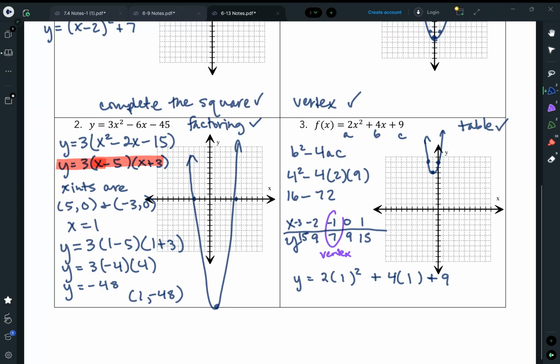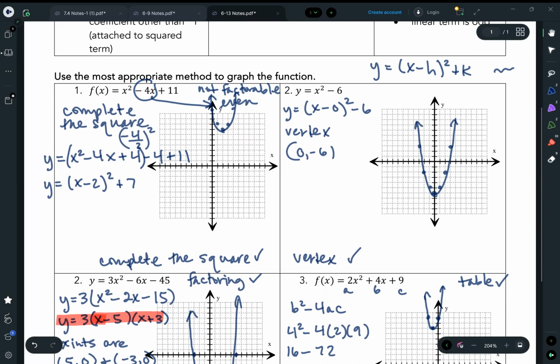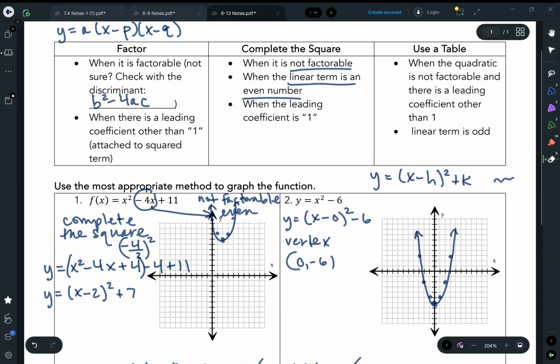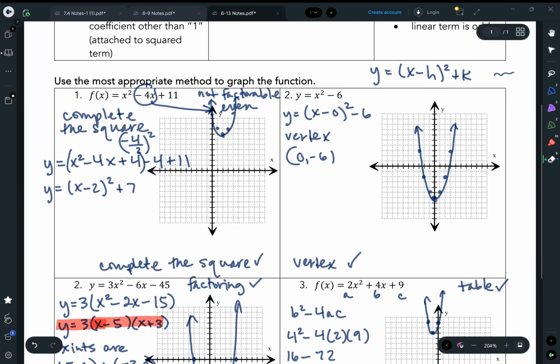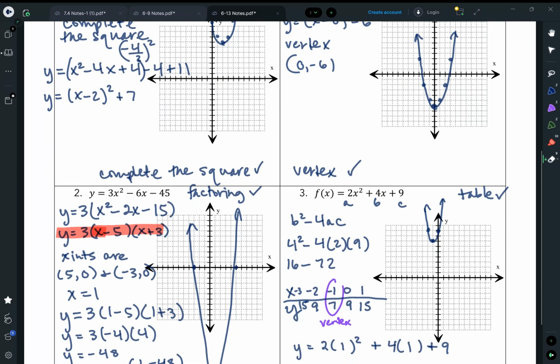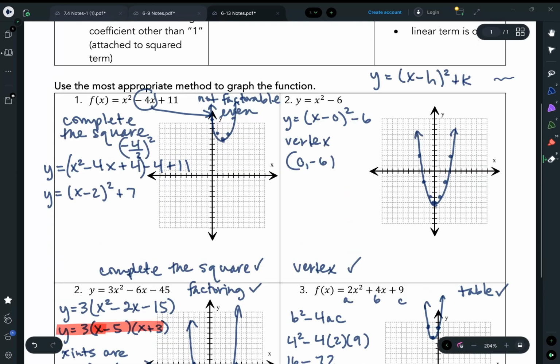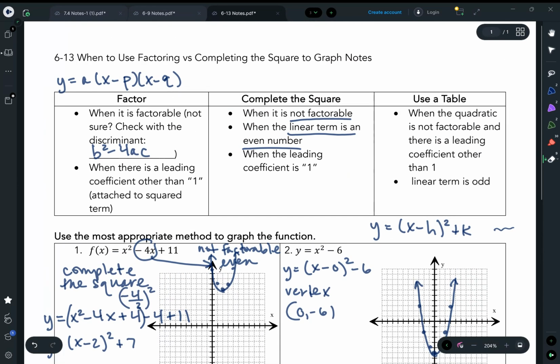So hopefully this clears up our different kinds of graphing. I like that we have a day to just spend on this and spend on comparing them. Sometimes we're going to tell you to use a specific method, but sometimes we really want you to figure out which would be the best way to graph. So vertex form I think is always our favorite, but factoring is not bad. Making a table is not our favorite at all, but it's still doable. So don't forget about those options.